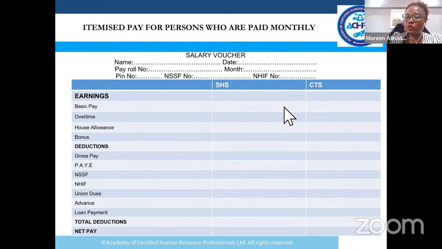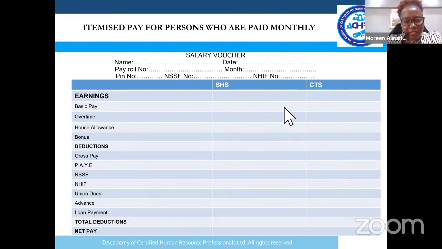Sometimes the issue can be solved at the notice to show cause level. Maybe you are saying you refuse to do this and this, and then the person actually shows cause and says, I was not in a position to do this and this because I did not have the cleaning equipment. So if you actually assess the situation and you find that they did not have the cleaning equipment, then it can be resolved at that level.